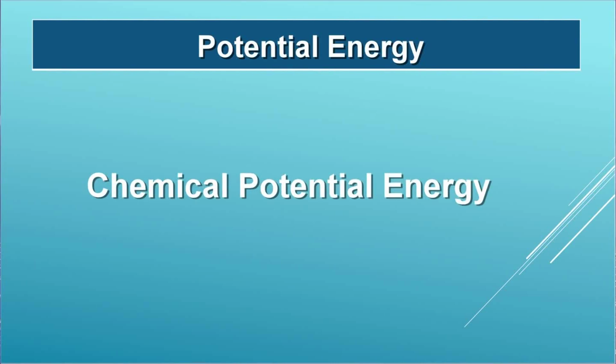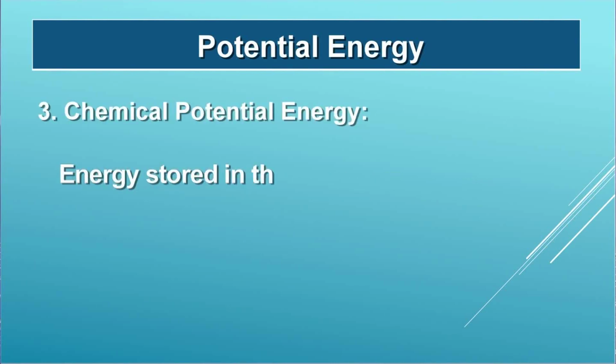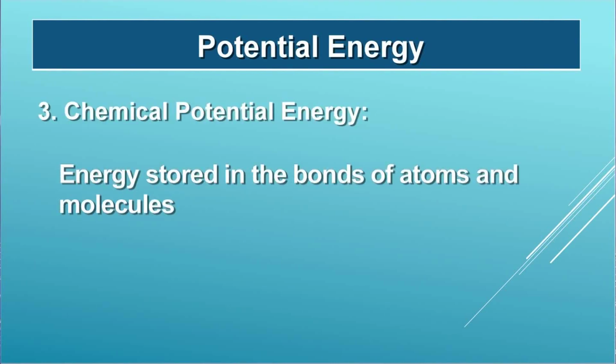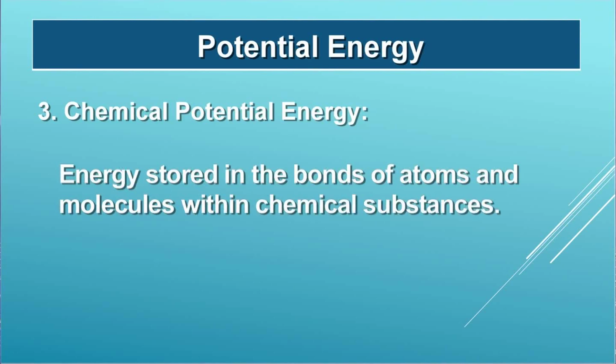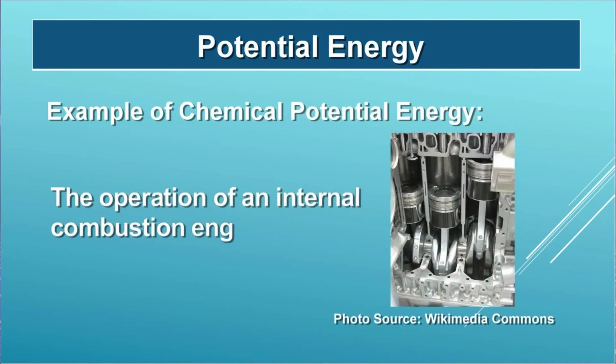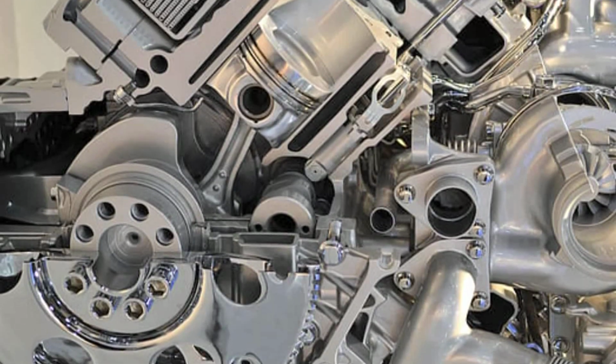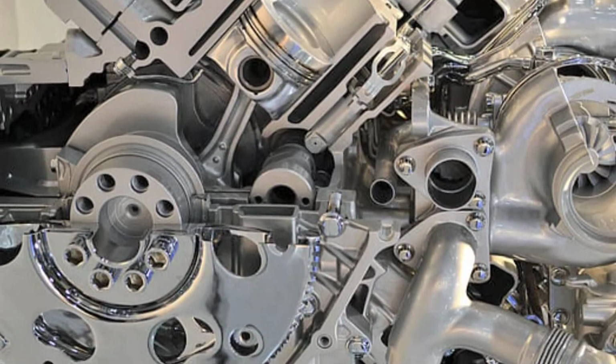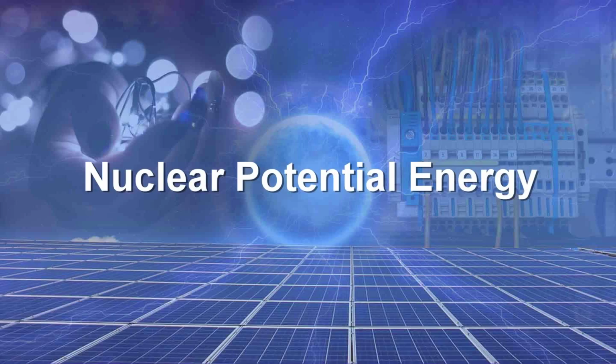Next, chemical potential energy. It is the energy stored in the bonds of atoms and molecules within chemical substances. An example of chemical energy is the operation of an internal combustion engine in a car. Internal combustion engines convert the chemical energy stored in fossil fuels such as gasoline or diesel into mechanical energy to drive the vehicle. Next, nuclear potential energy.